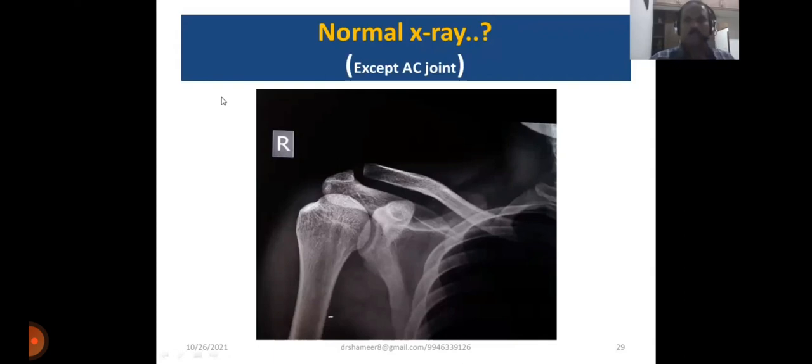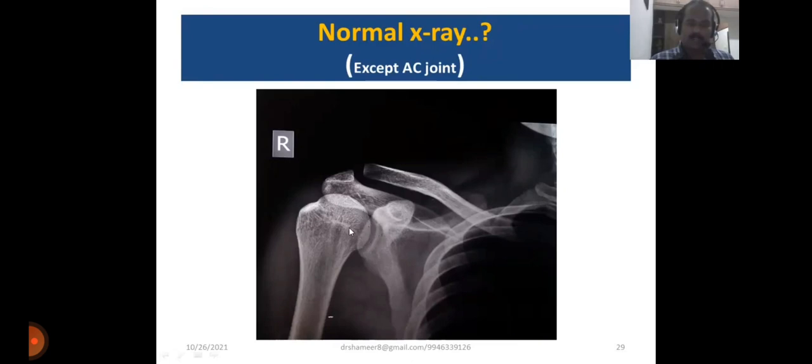So okay, this is a normal X-ray, a normally placed X-ray. You can see this is the AC joint subluxation. There is an AC joint injury here, and except for this, the shoulder is normal. Okay, and we can see this is the glenoid, this is the clavicle, this is the acromion, the AC joint, and this is the coracoid process. This is the glenoid labrum, this is the glenoid cavity, and this is the humeral head.